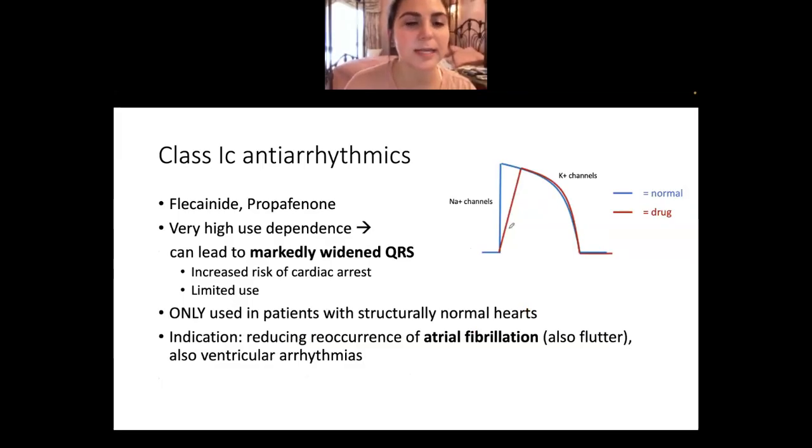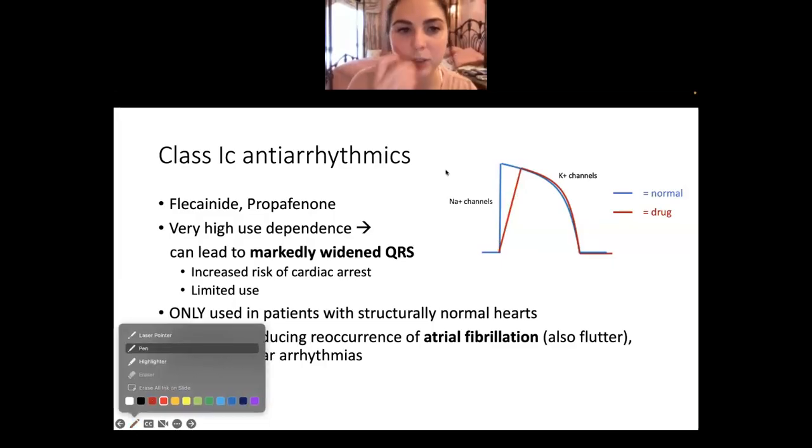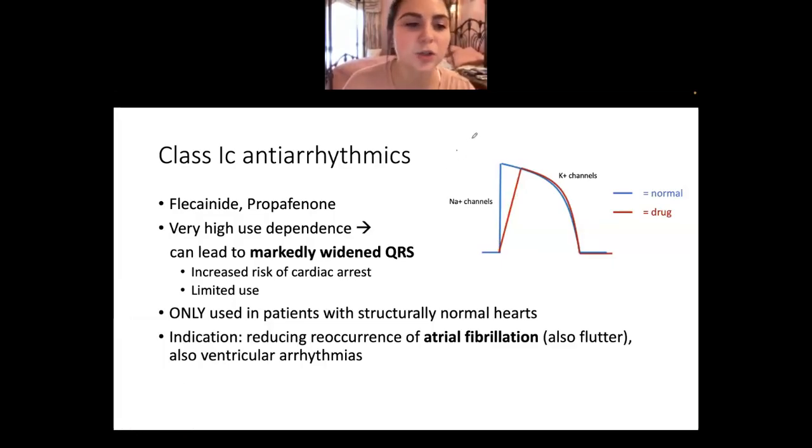Okay. And then your class 1C, so this is your flecainide, propafenone. Look at this slant, super slanty. This has super high use dependence. You're going to see a super widened QRS complex. That's not always great though.